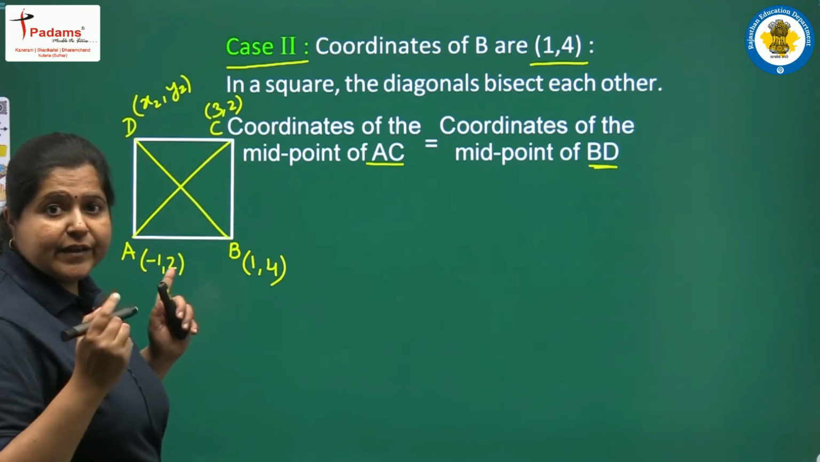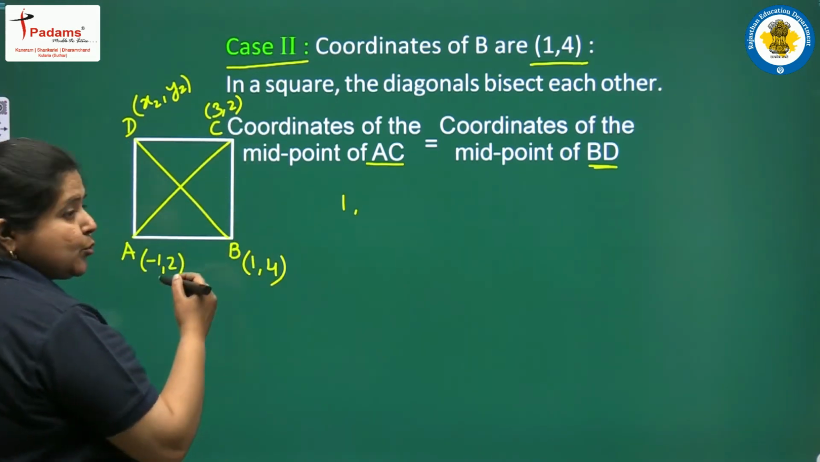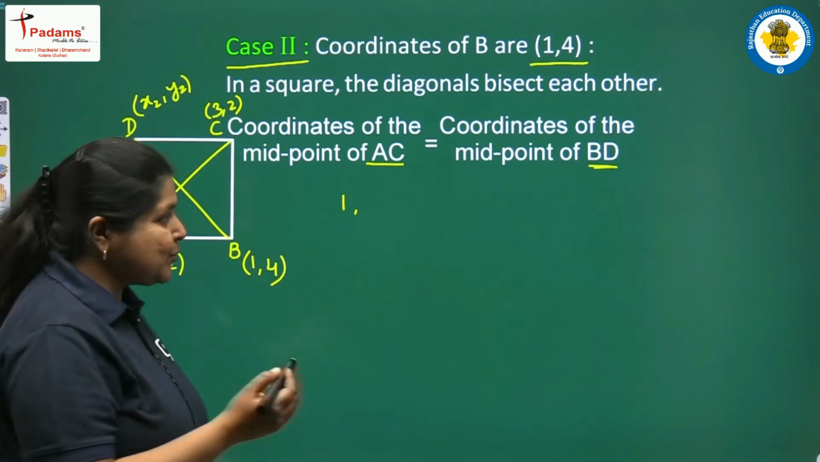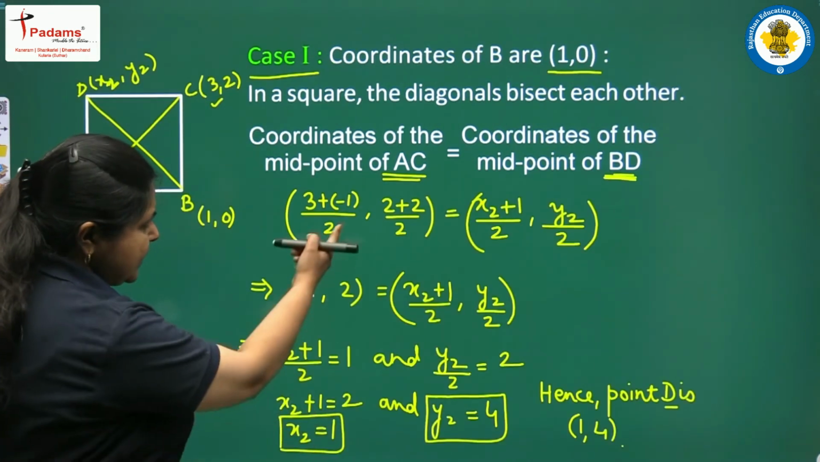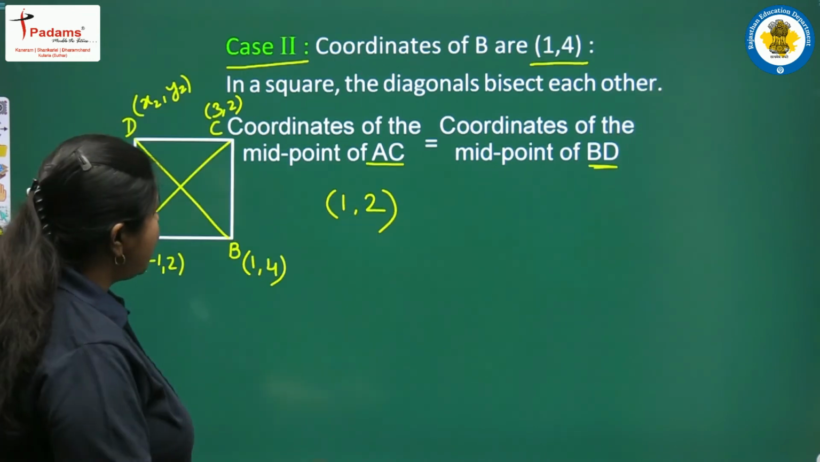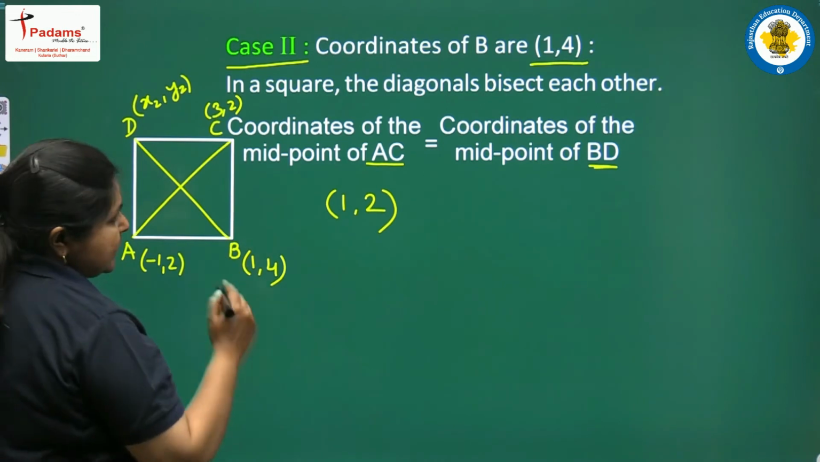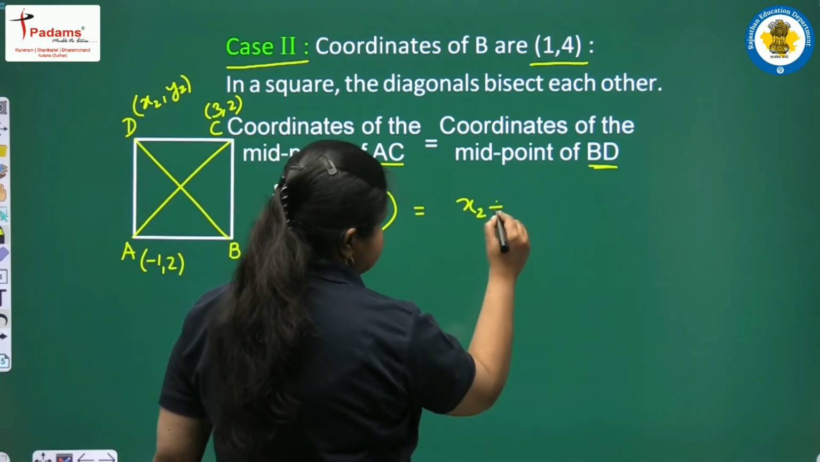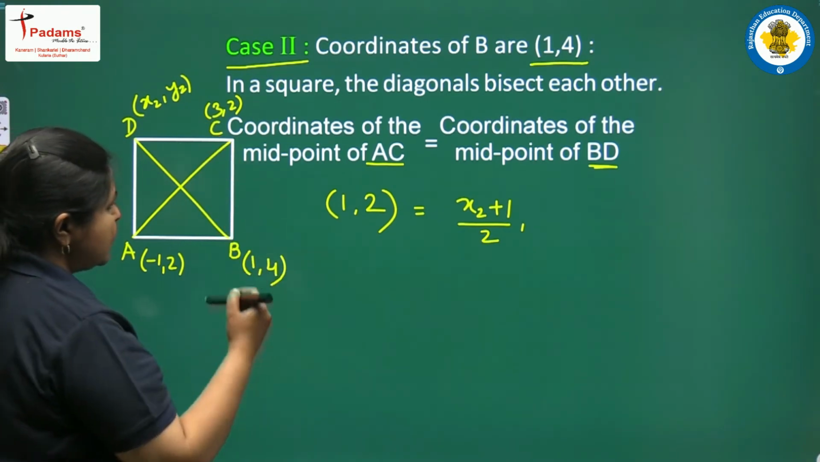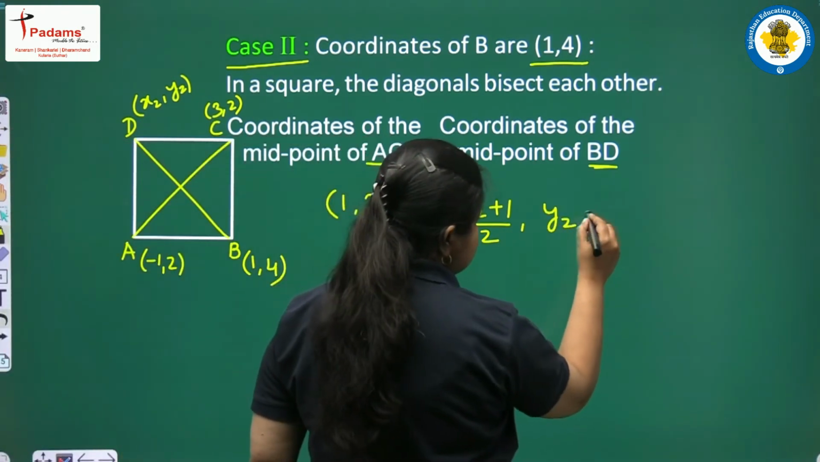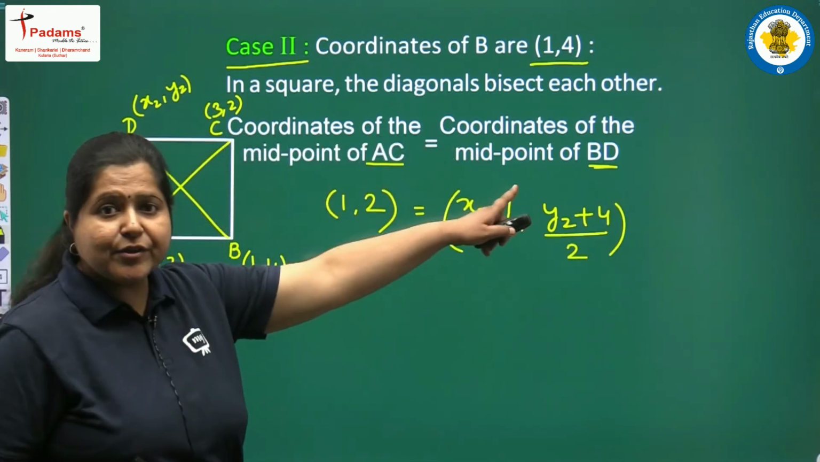3 - 1, it will be 2, 2 upon 2, it's 1, and 2 + 2, 4, 4/2, it will be 2. तो मिड पॉइंट ऑफ ए सी के कोऑर्डिनेट्स तो हैं 1, 2. अभी हमने निकाले भी थे, देखिए आप इस तरह से 1, 2 हमें मिले ही थे. फ्रॉम हियर द मिड पॉइंट ऑफ बी डी इट विल हैव द कोऑर्डिनेट्स x2 + 1 upon 2 and the y coordinate will be y2 + 4 upon 2. These are the coordinates of the midpoint of BD.